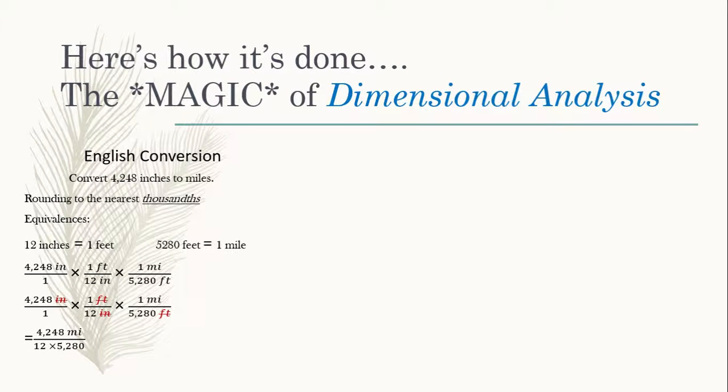You can now combine all the numbers into a single fraction. Now, simplify the fraction into your calculator. Ta-da! 0.067 miles is your answer. Now that wasn't too bad, right? Let's try a metric conversion now.